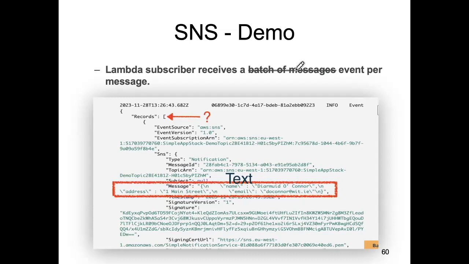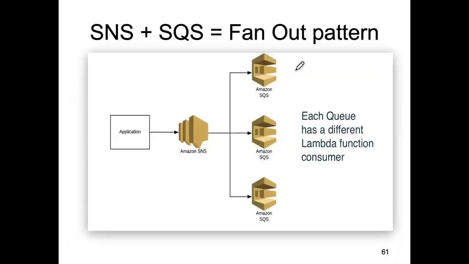So how do you solve it? You solve it by sticking an SQS queue in between the Lambda and the SNS topic. But we're just getting a little bit ahead of ourselves.